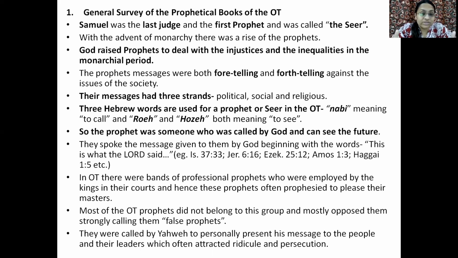Okay, they did not belong to this band or group of prophets, and they mostly opposed them strongly. They were the true prophets whom God, Jehovah, sent, and they strongly opposed these kinds of ministries, and they called them false prophets. So they were called by Jehovah. These true prophets were called by Jehovah to personally present his message to the people.